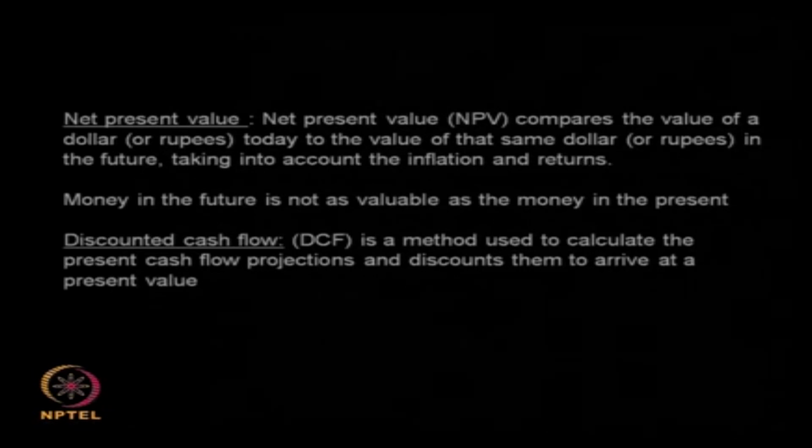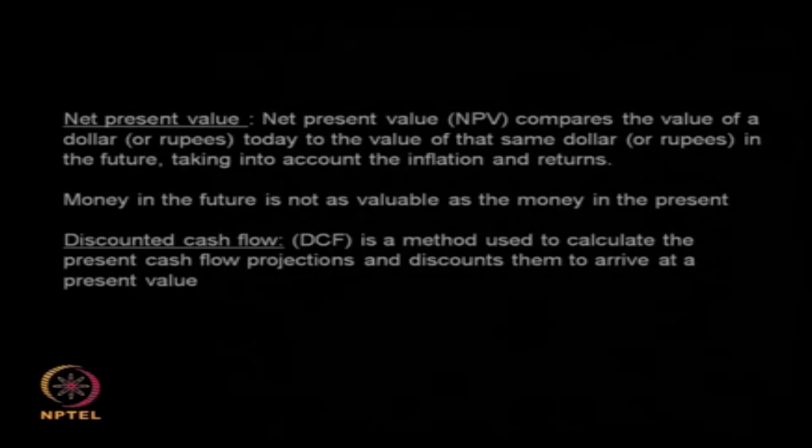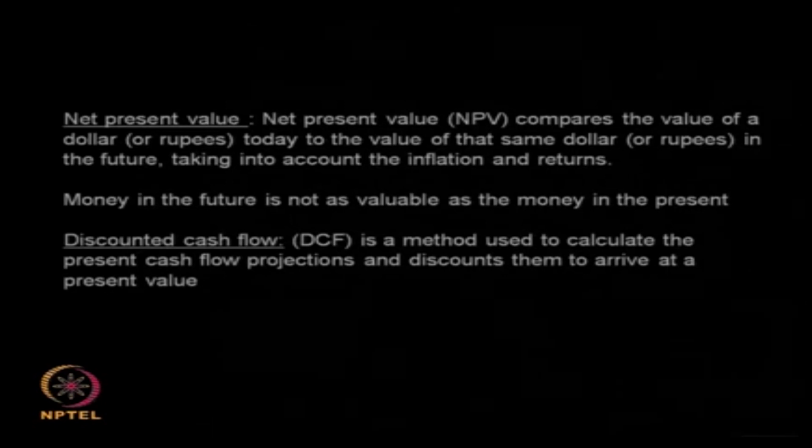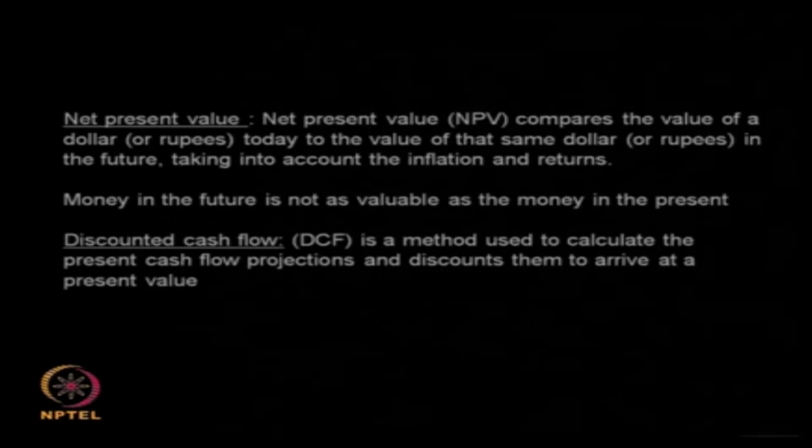So that means money in the future is not as valuable as the money that is today. For example, 1,000 rupees today is more valuable than 1,000 rupees if I get it 1 year later, because money has lost its value, because of inflation, because my purchasing power has gone down. So 1,000 rupees 2 years later is much less when compared to 1,000 rupees 1 year later or 1,000 rupees today. So that is what is called the net present value.